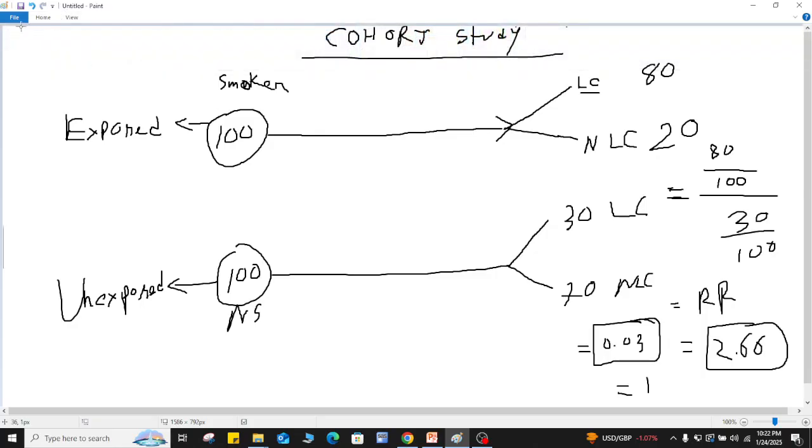But now let's clear it and consider another type of study. We are calling it a case control study.